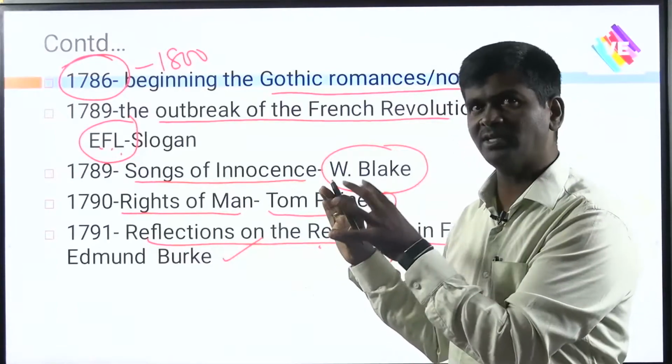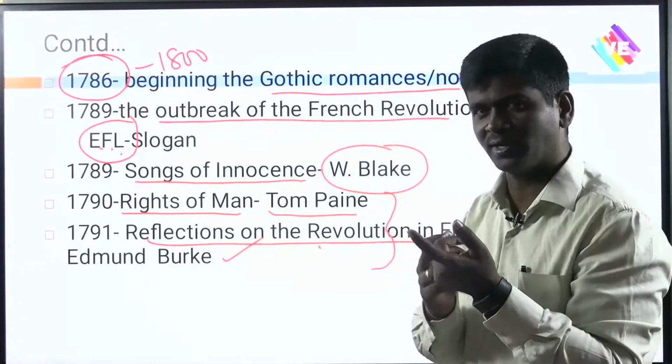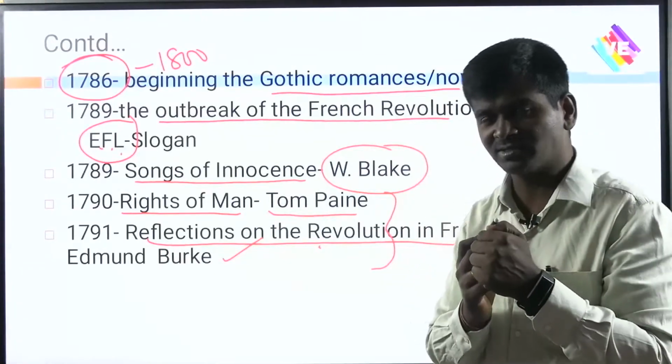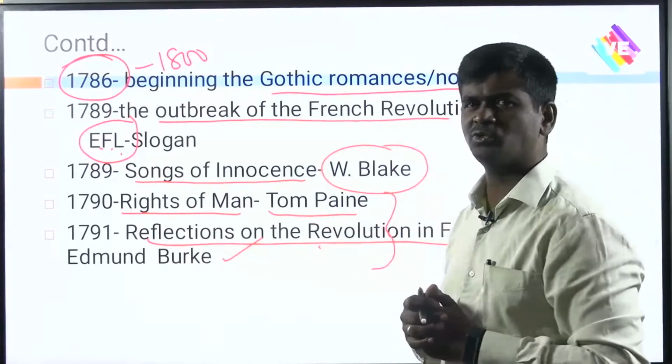So that is the major important influence, which you can find in the works of Wordsworth, S.T. Coleridge, John Keats, P.B. Shelley, Robert Burns, William Blake, plenty of writers who were greatly influenced by these two important texts.